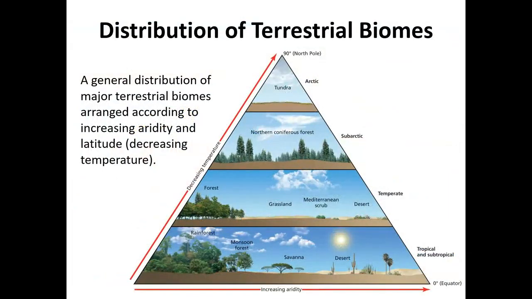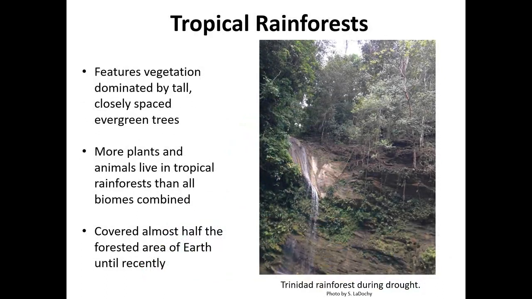This is the distribution of terrestrial biomes. We looked at this before when it was referring to soils, but it also applies to plant life as well. And some of the major biomes, again, are tropical rainforests, which we talked about along equatorial regions, very productive, lots of plants and animal life, rainy all year round.